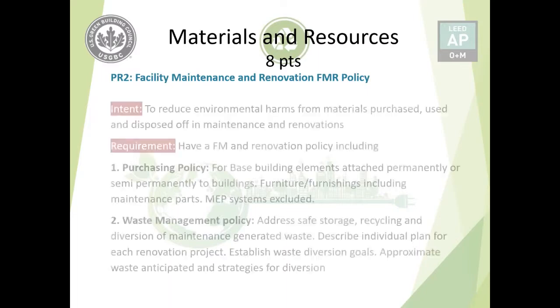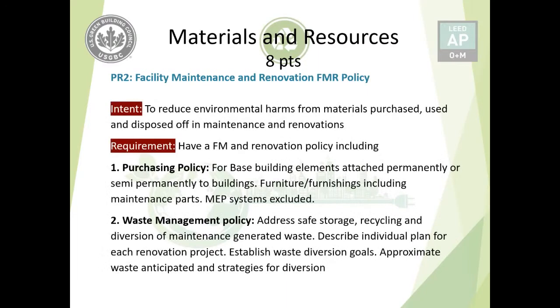Prerequisite number two is facility maintenance and renovation policy to reduce environmental harms from materials purchased. Now, a little difference from the ongoing purchases that we have seen in prerequisite number one, which were kind of consumables, whereas here we are talking about regular maintenance stuff, like if you have to mend any hole, if any touch-ups are required, or the changing of a filter. This would fall under the maintenance category and not in the ongoing purchases.